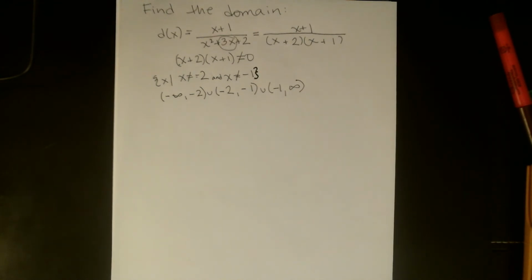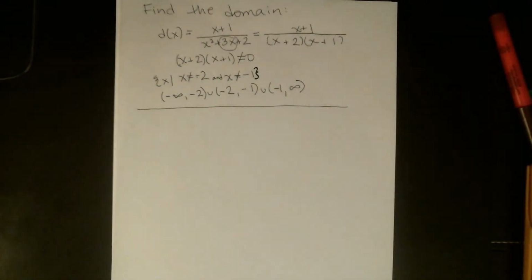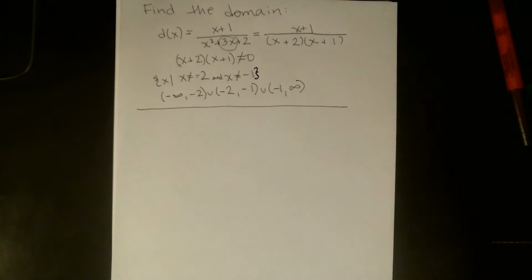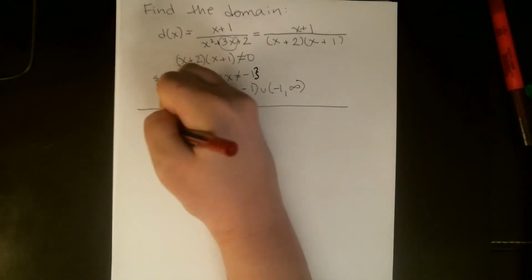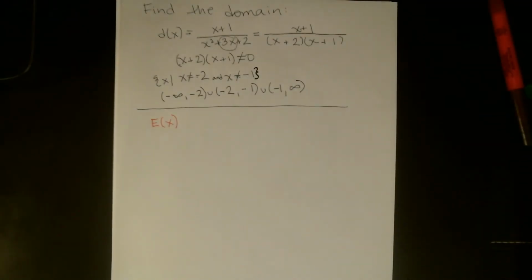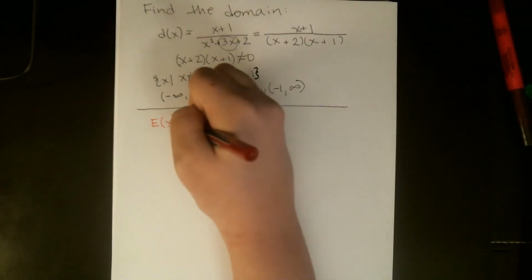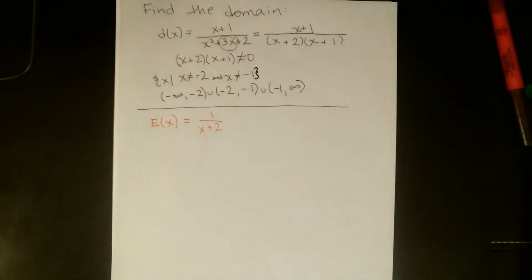Okay, so I want to move on, but I'm actually still going to come back to this one. The next problem is related. The next function is related. Let's see if I can find a color here. Excuse me. E of x. Let's say E of x is equal to 1 over x plus 2. And I would like to find the domain of this function.